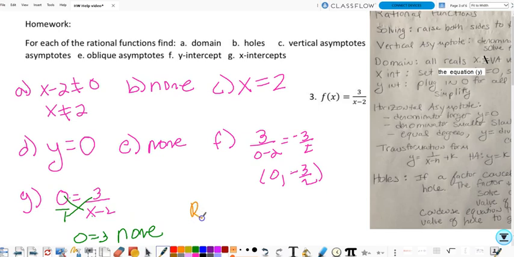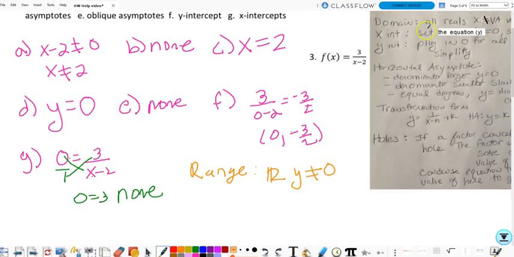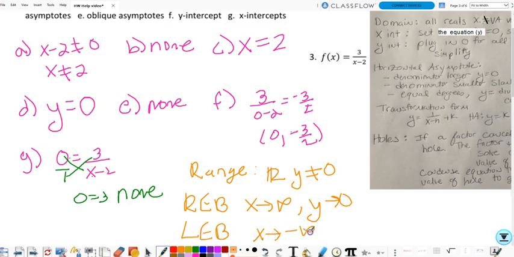Okay, let's do range. All reals, y cannot be 0. Right end behavior. X goes to infinity, y goes to 0. Left end behavior. X goes to negative infinity, so y goes to still 0.